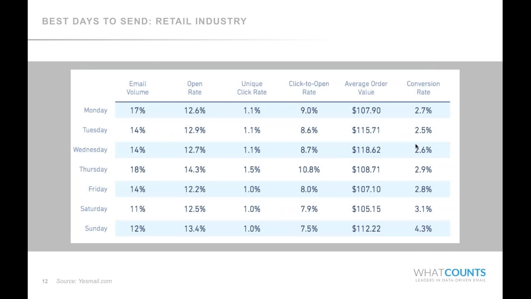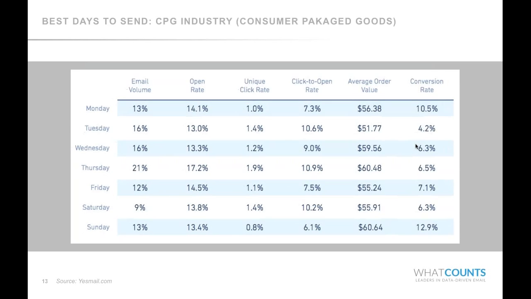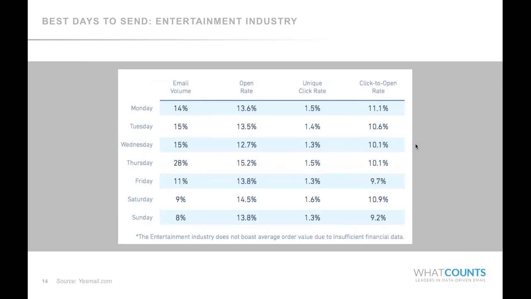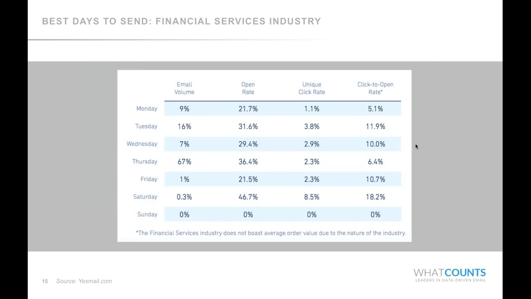Now, as far as different industries, things can vary, and you can spend more time on this once you get this from us after the webinar today. I have a few charts here for different industries showing the best days to send. You can see it broken down by day of the week, and it shows volume, open rate, conversion rate, things like that. I have it here for the retail industry, the consumer packaged goods industry, entertainment industry, and financial services industry. So I hope that you'll take some time to check that out once we send this over to you.